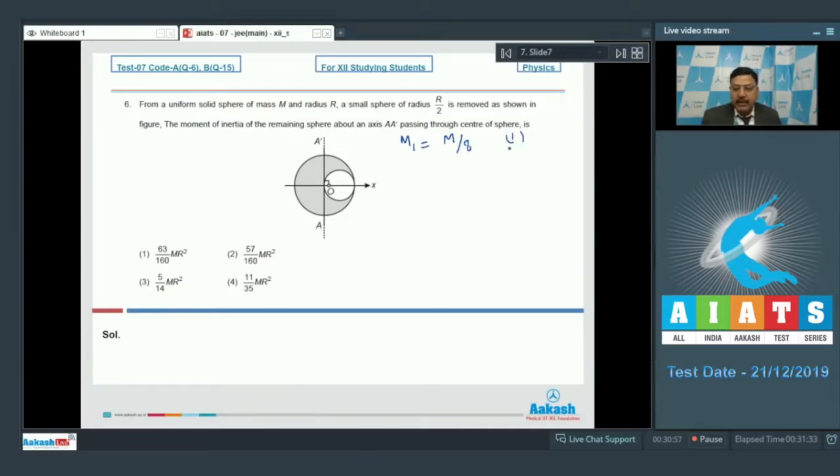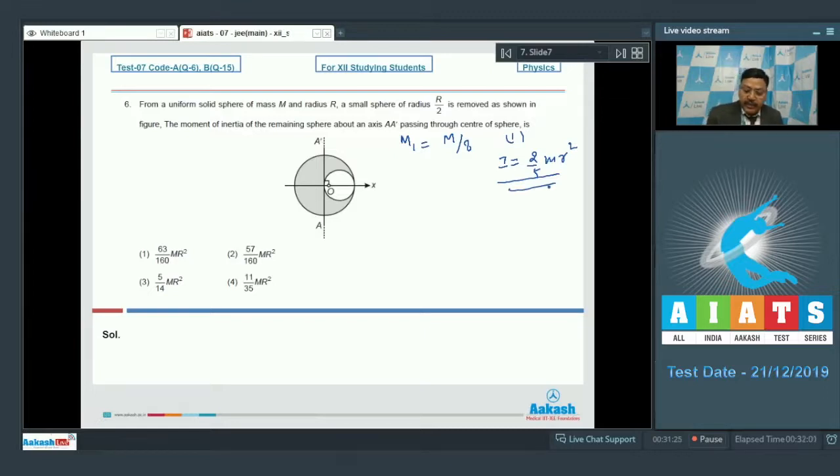Further, we shall apply the theorem of parallel axis, and the result for moment of inertia of a uniform sphere about an axis passing through its center, that means about a diameter, and that result is, a general result, I equals 2 by 5 mr square. This is the result we are going to use.